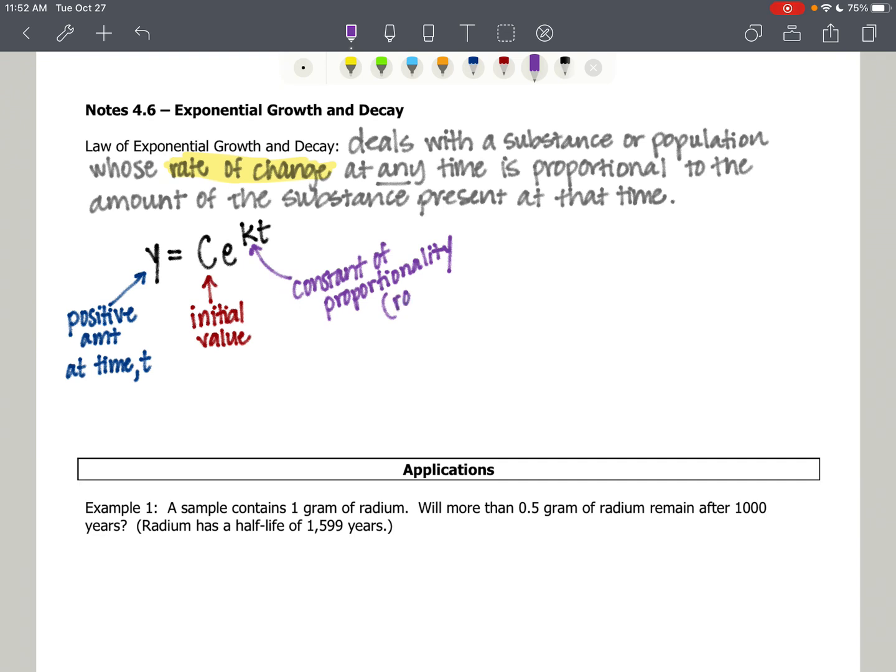We also know that k is the rate at which our exponential function is increasing. And then t is our time. T is going to be any time t.